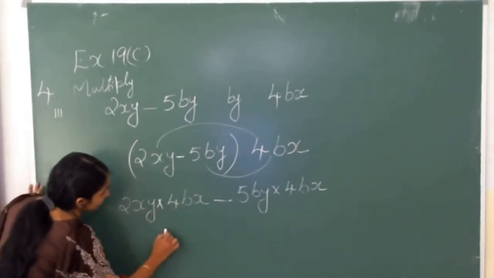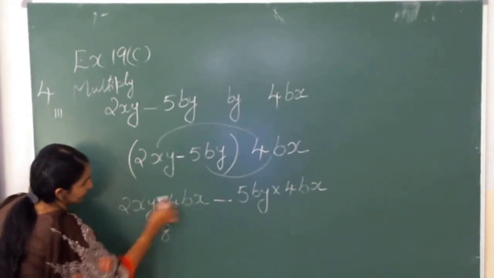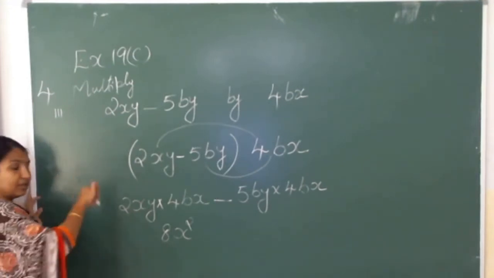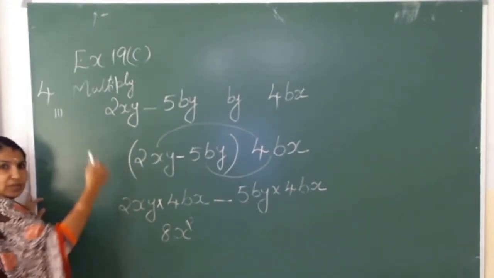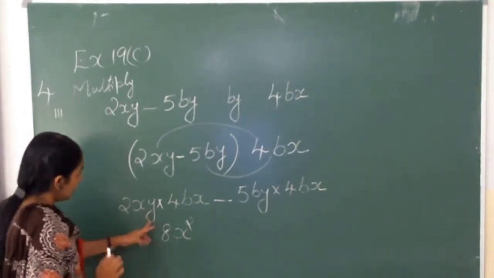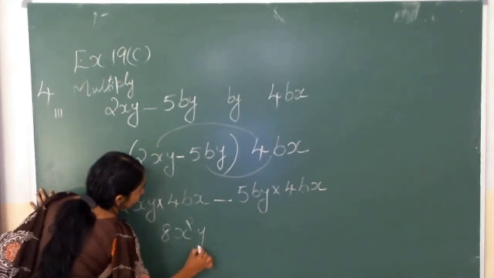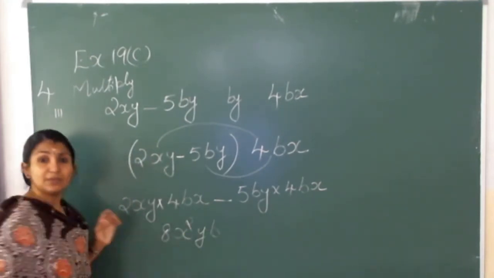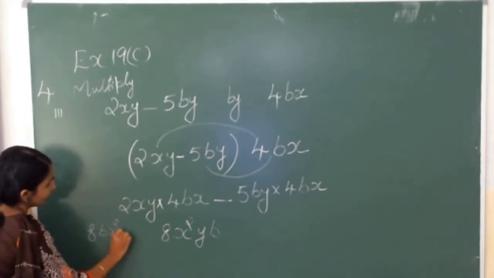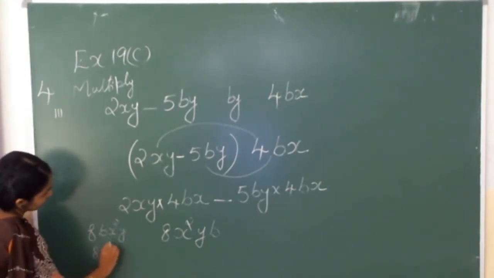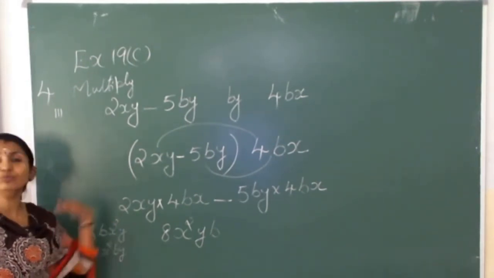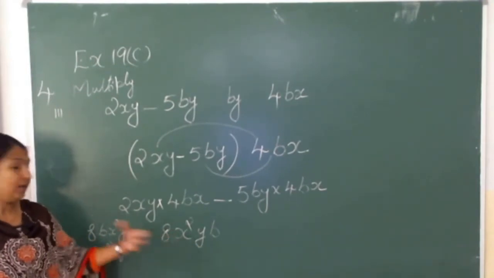Now 4 2s are 8. Here x and x, so x square. I am not writing that 1 plus 1 here because we completed so many problems, right? So it may be clear to you. Now only one y term and then b. Suppose instead of this, if you are writing 8b x square y or 8x square by, all are same. It's up to you how you want to write. Okay, it is up to you.